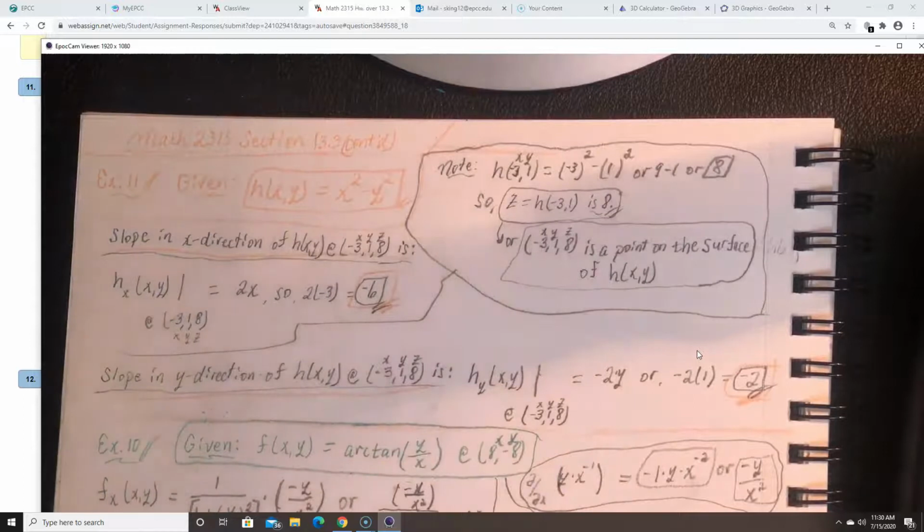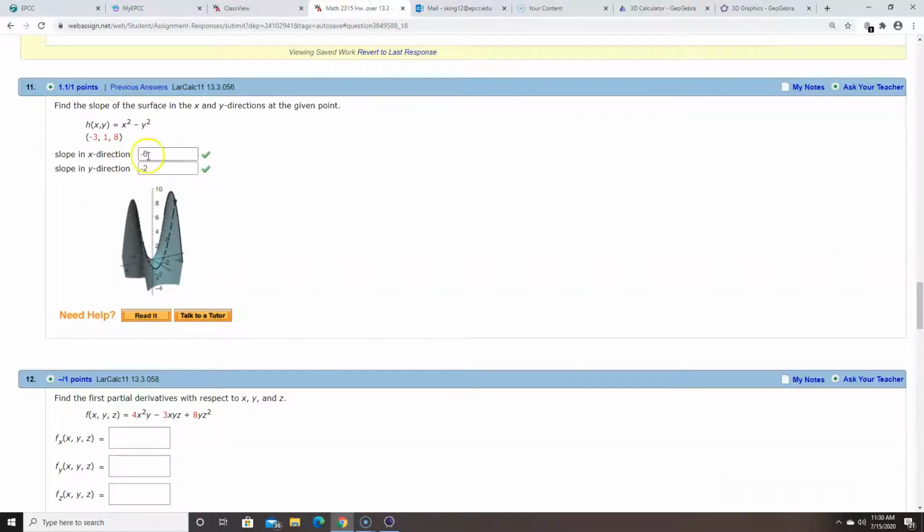So that's what happens when we have a surface. Now, there could be times when the slope is the same in both directions, but not in this case. So negative 6 and negative 2. Hope that makes sense.